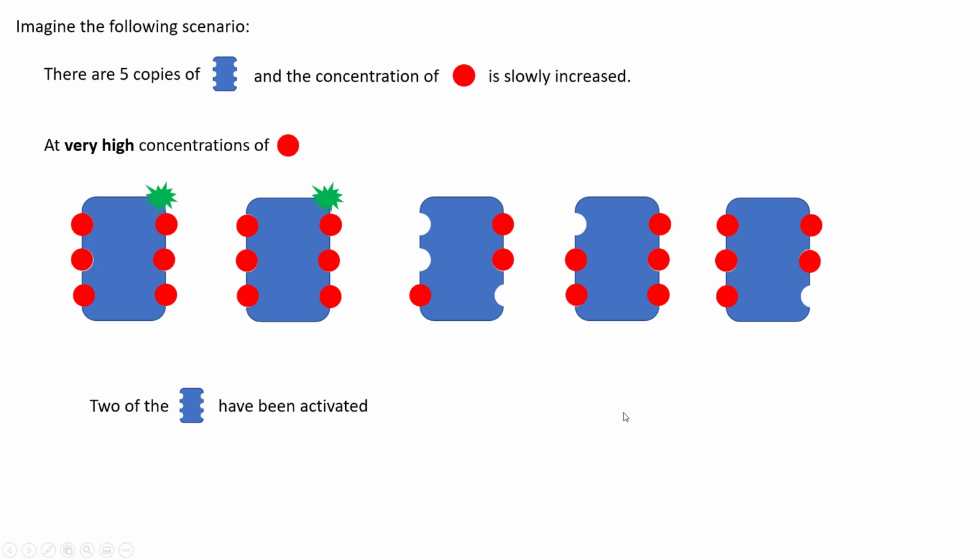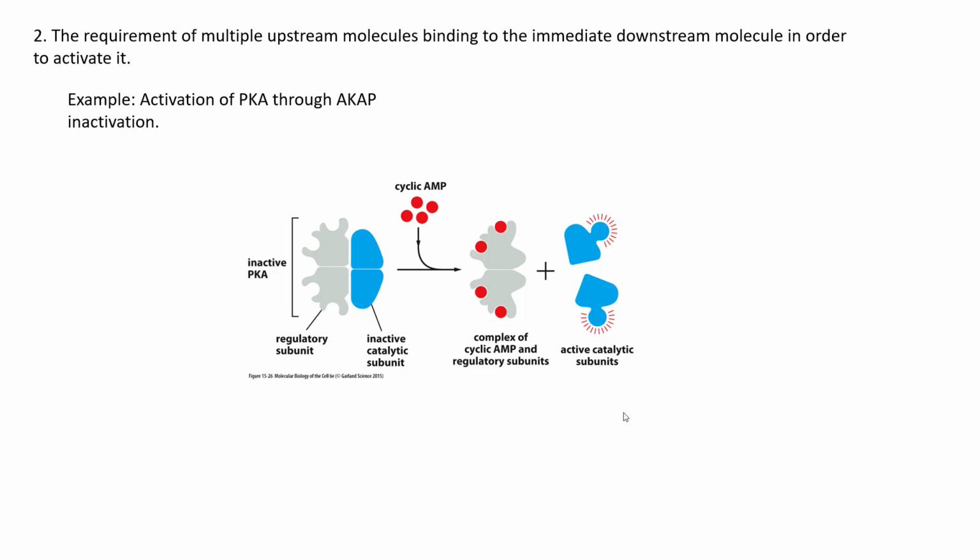Example, activation of PKA through cAMP activation. And again, here in this example, the regulatory subunits of PKA, which are bound to the kinase subunits, keeping them inactive, you need a total of 4 cyclic AMP to bind to those regulatory subunits to activate PKA.